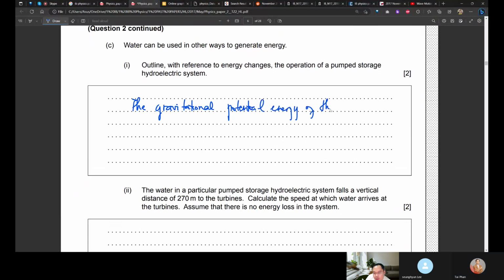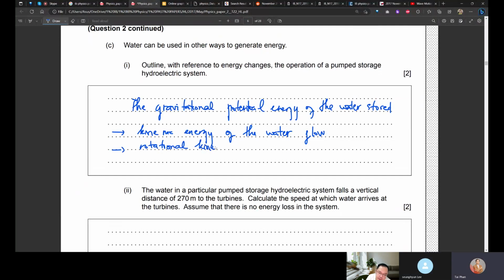The gravitational potential energy of the water stored in a dam converts into the kinetic energy of the water flow, and then to the rotational kinetic energy of the turbine of the generator, and finally to the electric energy produced by the generator.